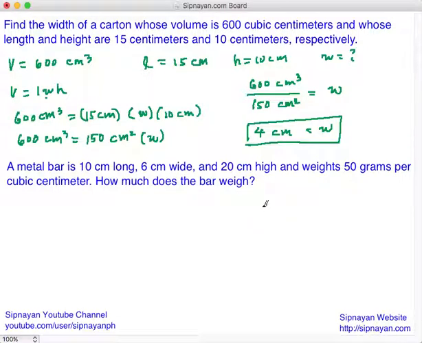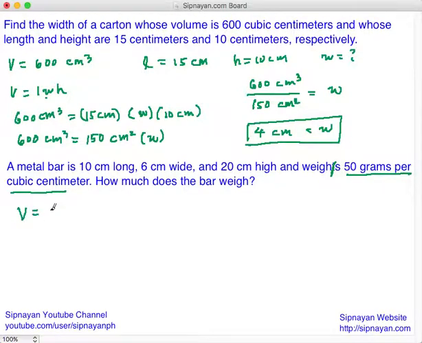Okay, so let's have our second problem. A metal bar is 10 centimeters long, 6 centimeters wide, and 20 centimeters high, and weighs 50 grams per cubic centimeter. How much does the bar weigh? Let's get the volume first, because what is given is 50 grams per cubic centimeter. So when it is cubic centimeter, we look for the volume.